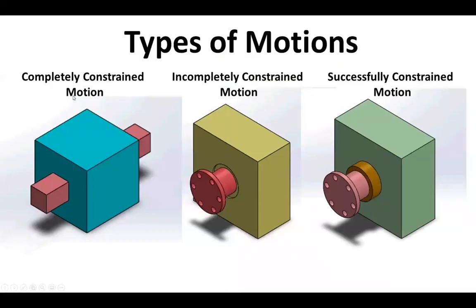These are the completely constrained motion, that they will move in a specific direction irrespective of the force. Incomplete constraint, it will move in more than one direction. And successfully constrained motion, when we need a special extra element, or additional force to constrain the motion, it's known as successfully constrained motion. Hope you will understand. Now at last we have a video to understand.